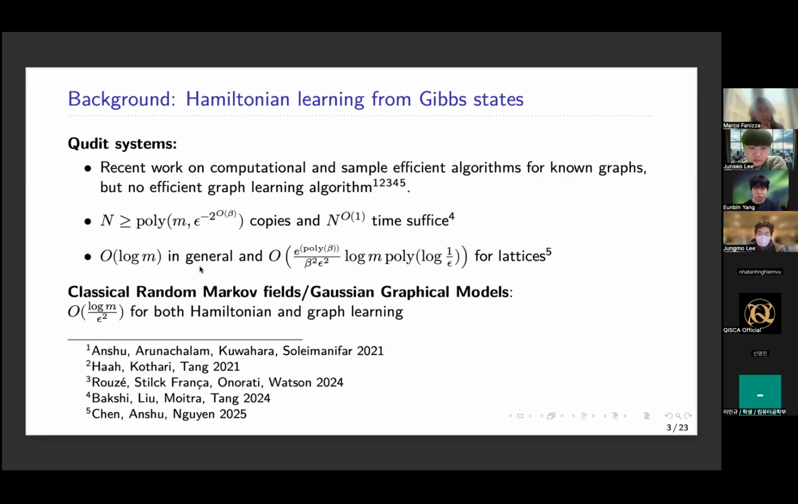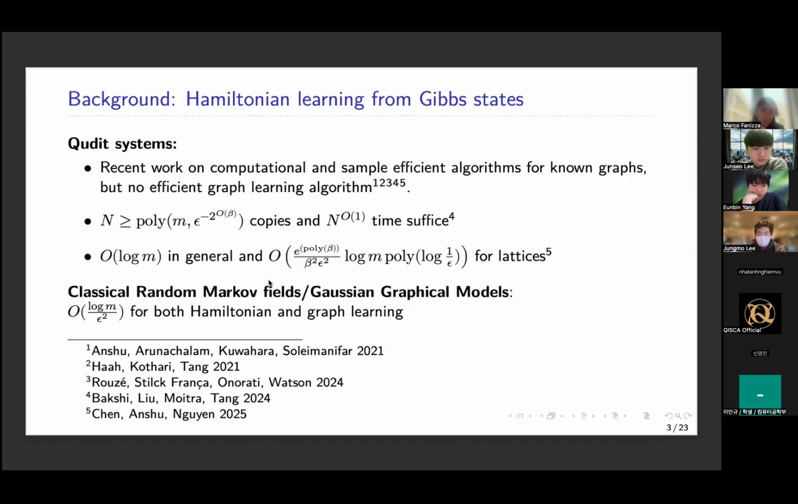So before we put our work on the arXiv, the best results gave polynomial sample complexity, polynomial in the system size, and similar computational complexity. And then later, it was also proven that it is possible to learn with a logarithmic number of copies for general graphs, with a more refined sample complexity in terms of the other parameters that I report here, for lattices.